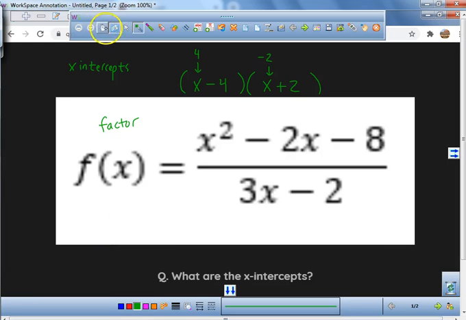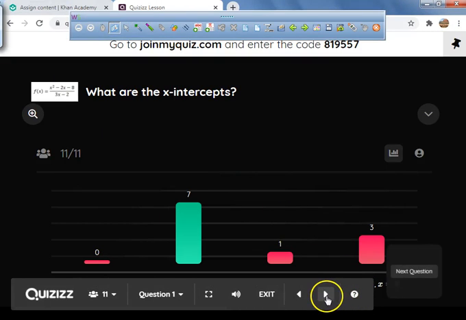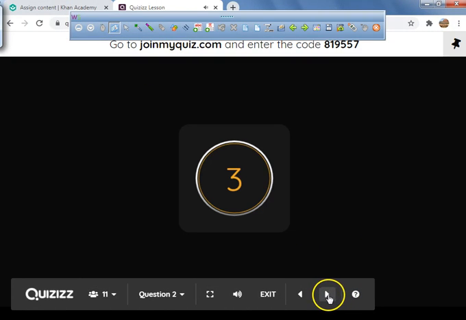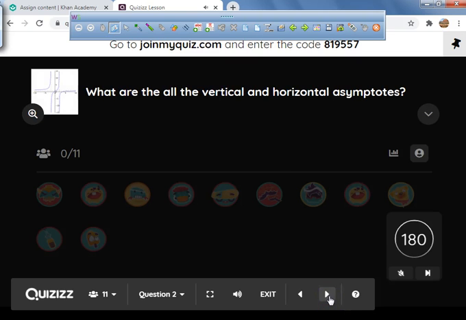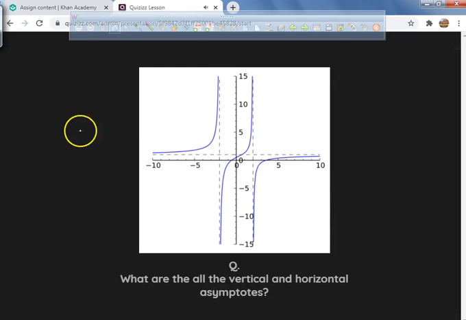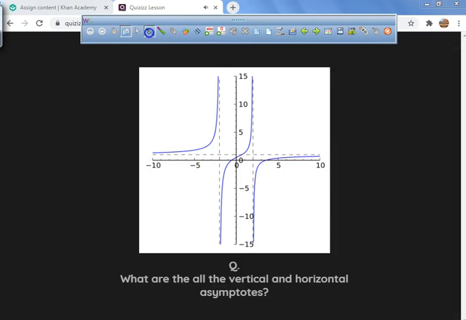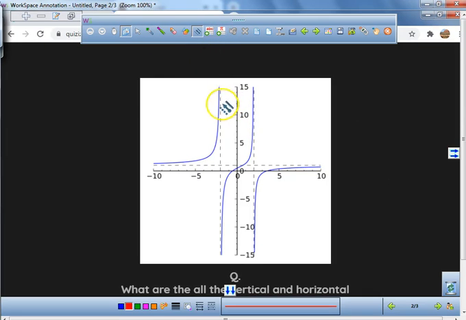Going on to the next question. I'll zoom in and give you hints, unless you don't need them. What are the vertical and horizontal asymptotes? Vertical asymptotes go this way. Horizontal asymptotes run this way.